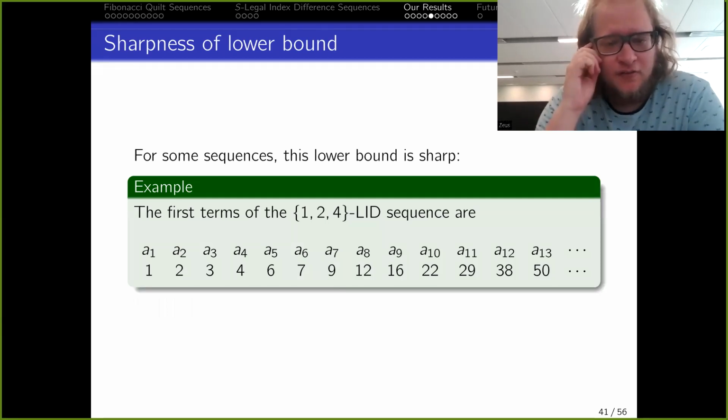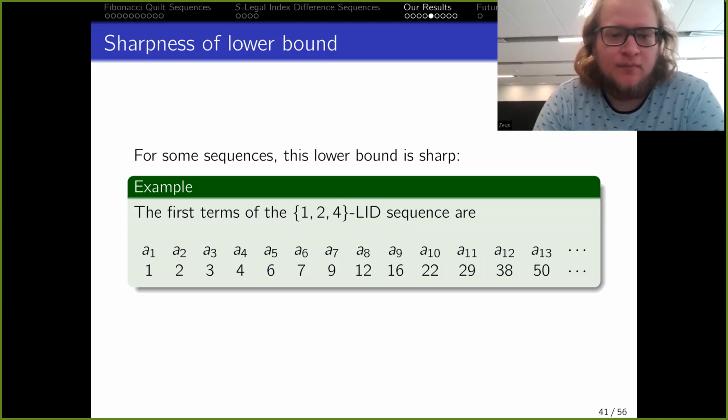Some sequences have this lower bound as sharp, which means that the next term in the sequence will be this lower bound. For example, this 1, 2, 4 lit sequence has a_8 equal to a_7 plus a_3, and a_9 is also equal to a_8 plus a_4.